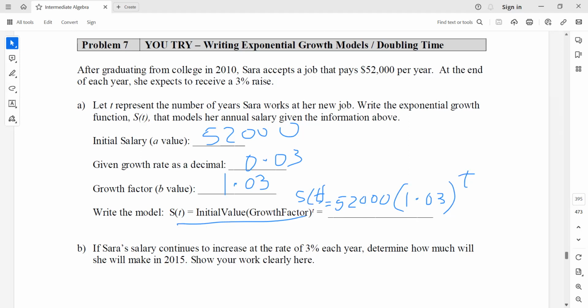Now, B says, if Sarah's salary continues to increase at a rate of 3% each year, determine how much she would make in 2015. So we started from 2010. Now 2010 to 2015, that is 5 years, right? 5 years. So you want to do S of 5 equals 52,000 times 1.03 to the power 5.